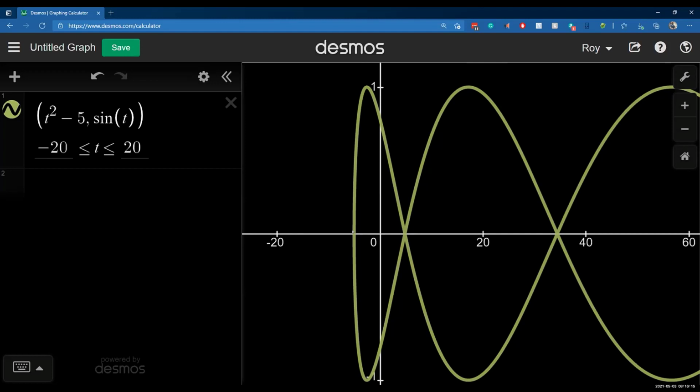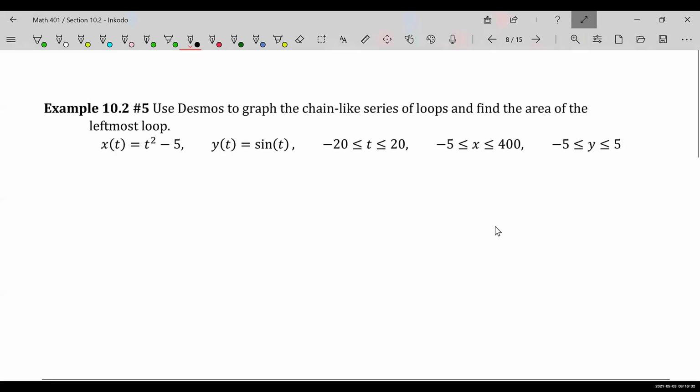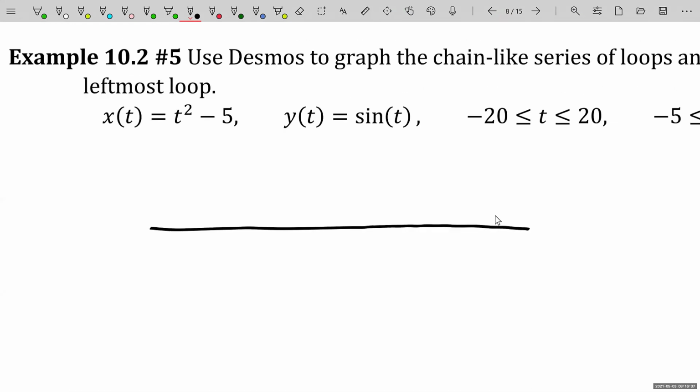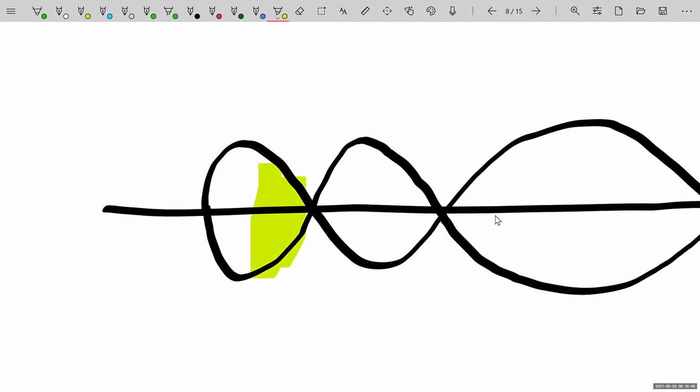I'm going to set this up. I'm going to ask myself, when are the y values 0? And then I'll try to find the corresponding x values. Hopping back here. All right. So we've seen the curve. I mean, if you want to graph it out, you can. It kind of does this. Okay. And we want to find the area of this leftmost loop.